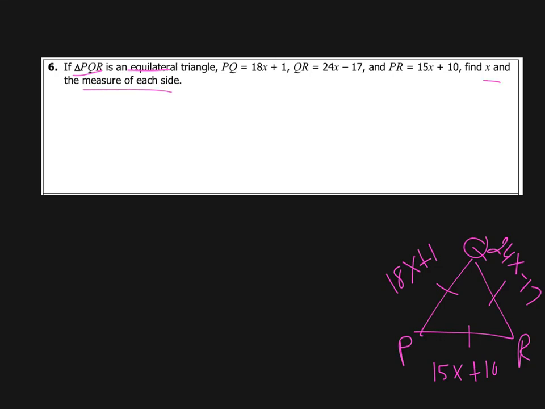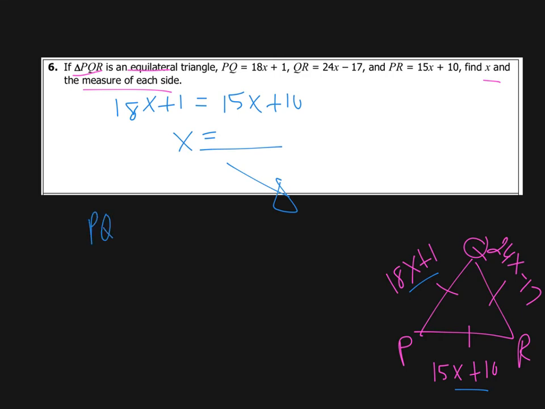Now, any two of these will work. So I'm going to just pick the ones with positives in it to make my world easier. 18x plus 1 equals 15x plus 10. Solve for x, then of course you guessed it, substitute the variable into all three variable expressions and get a length for PQ, QR, and PR.